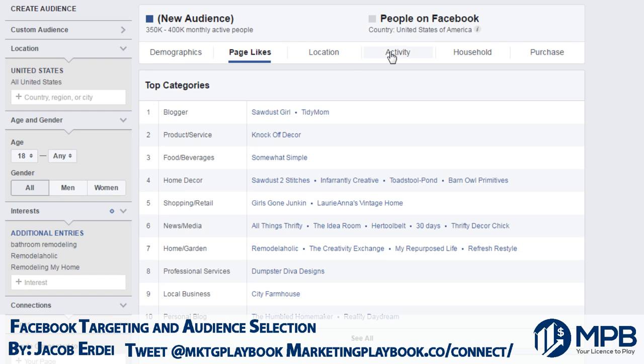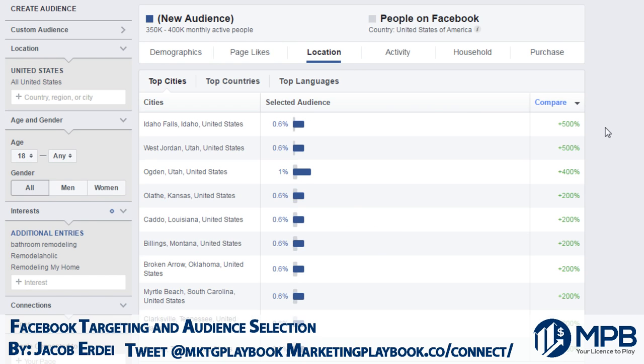So locations, we'll jump over to locations just because we're looking at it at a national level. I can see based upon this that people in Idaho Falls, for whatever reason, I'd probably want to look at the population size of these particular cities that are listed here.